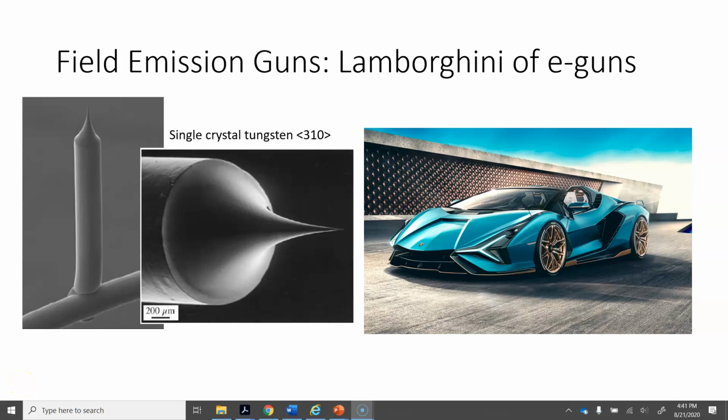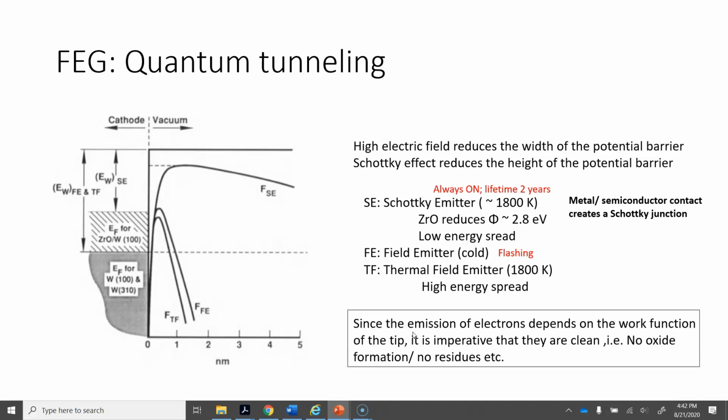Hello, everybody. Okay, so let's just continue from where we left off in the last class. We spoke about the tungsten filament, which emits electrons by the process of thermionic emission. And now we're going to get into what is a field emission gun. The field emission gun essentially works by implementing the process of quantum tunneling.